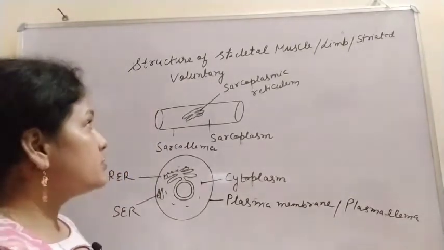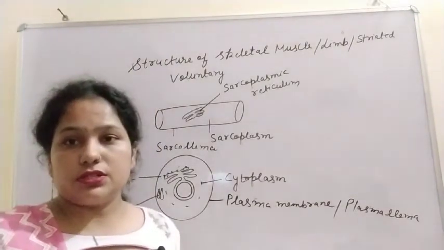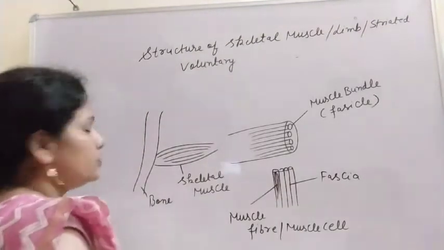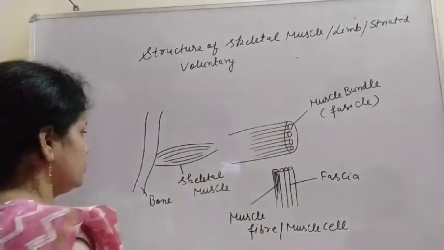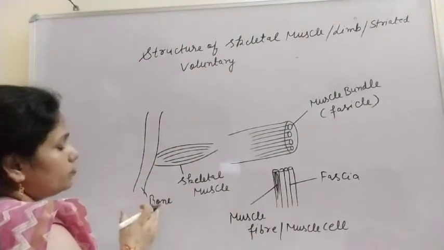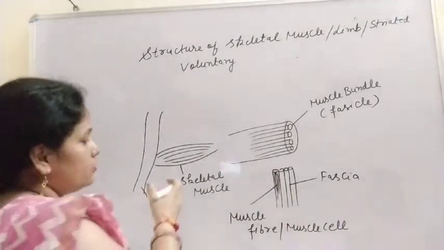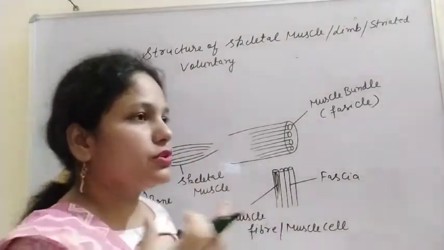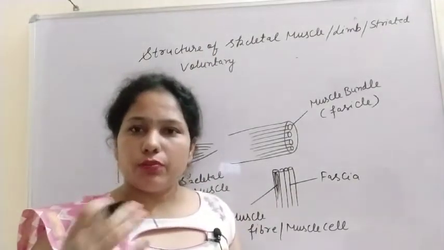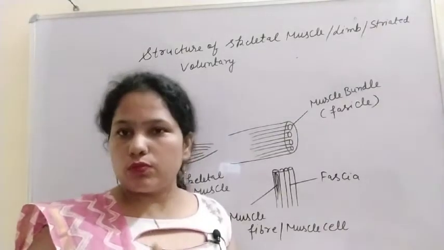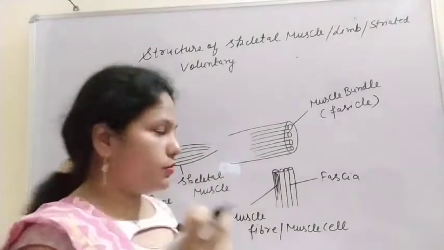Now let us discuss the structure of skeletal muscles. Skeletal muscles are attached to the bones, so they are known as skeletal muscles. If you want to understand skeletal muscles, imagine a box, inside it another box, and inside it another box. In this way you can understand.